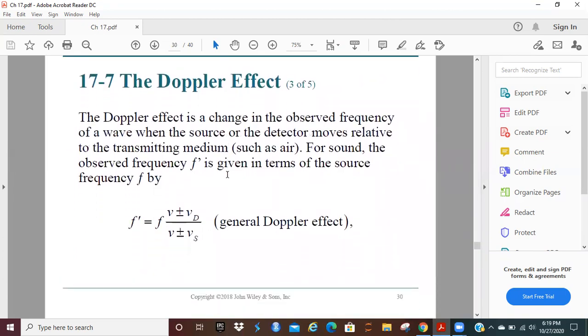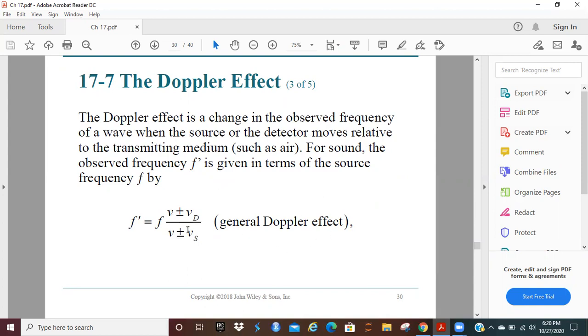So, the Doppler effect. The Doppler effect is a change in the observed frequency of a wave when the source or the detector moves relative to the transmitting medium, such as air. So for sound, the observed frequency, f prime, is given in terms of the source frequency f by this formula. This is the Doppler effect.